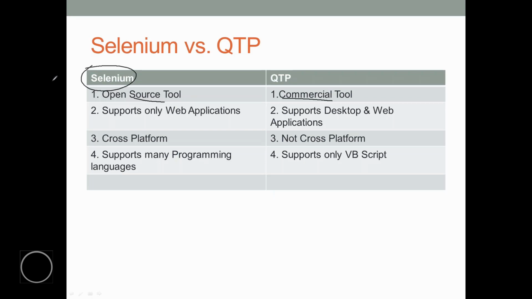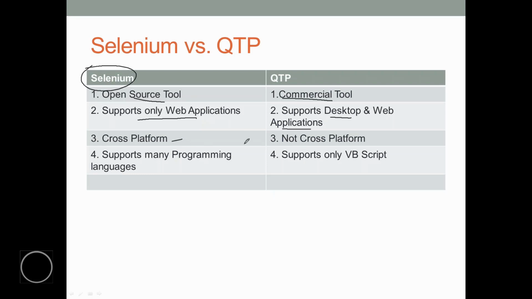QTP is a commercial tool. You have to buy a license for that. That's why its demand has decreased, because it costs companies quite a lot. Then, Selenium supports only web applications. Using this, you can just test web applications. QTP can support desktop and web applications both.